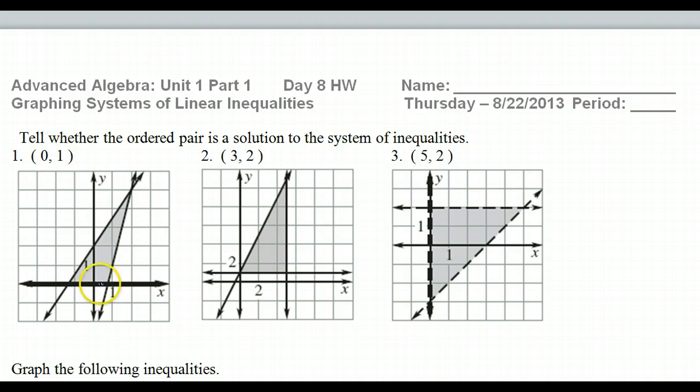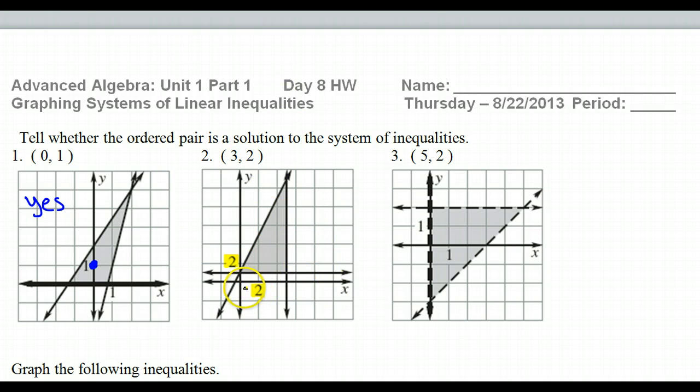So the point 0, 1. 0, 1 would be right here. And so that's clearly inside the shaded area, so we would say yes, that's a solution. Okay, 3, 2. Alright, be careful. You see this little 2 right here? They're trying to tell you that these squares are counting by 2's. So this is like 2, 4, 6, 8.